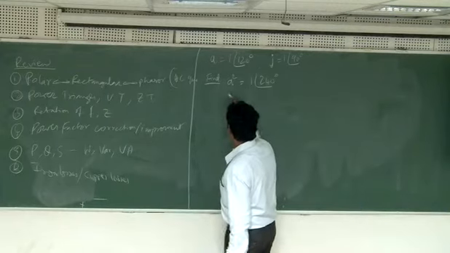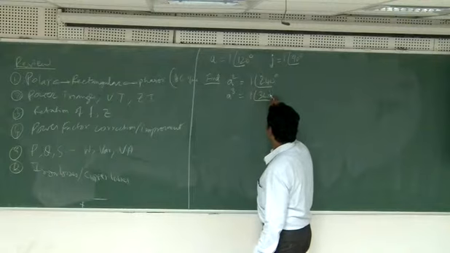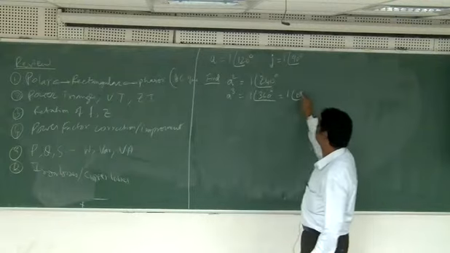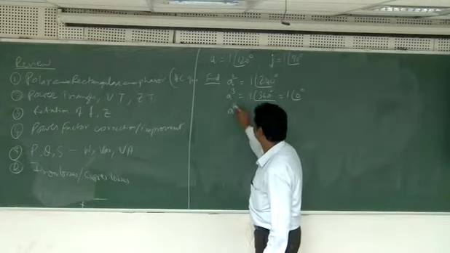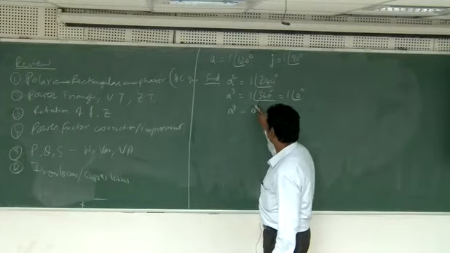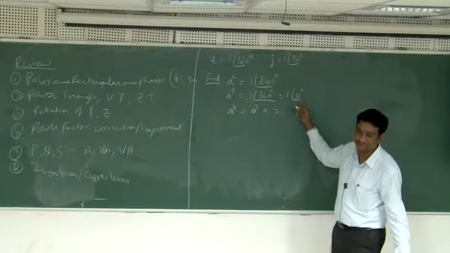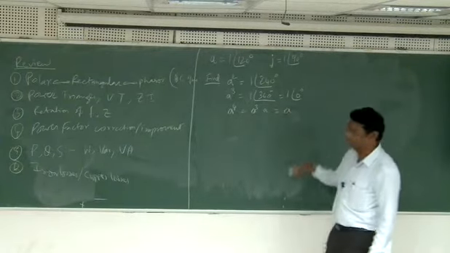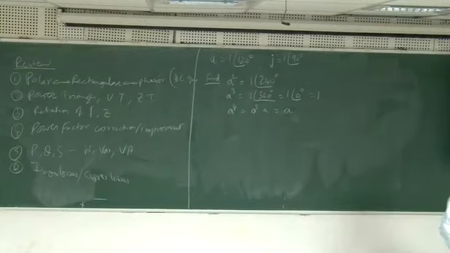What is A cube? 1 angle 360 degrees, which is also equal to 1 angle 0 degrees. Okay, what is A to the power of 4? It is nothing but A cube into A. See, this 1 angle 0 is nothing but just 1, because the imaginary part is not there. So A to the power 4 is nothing but A.